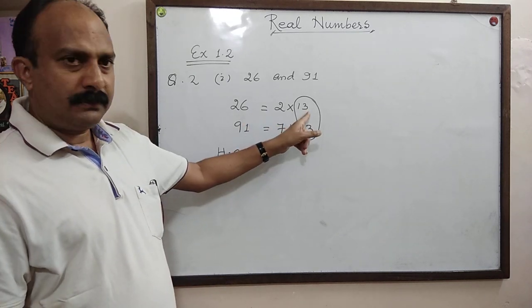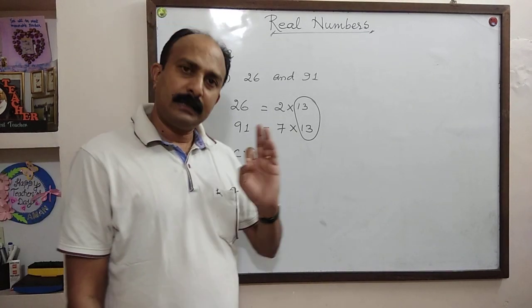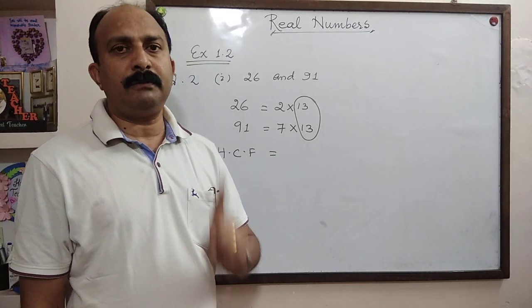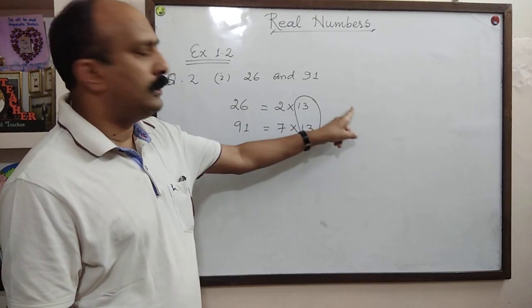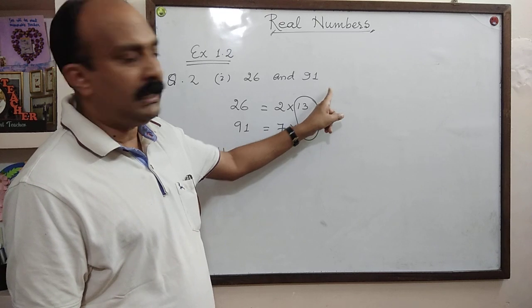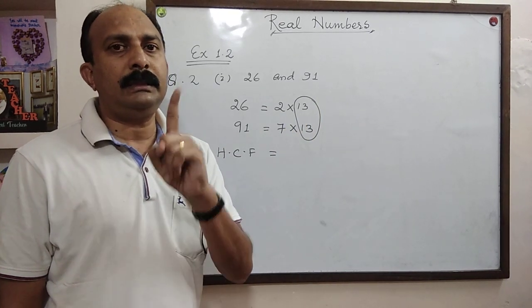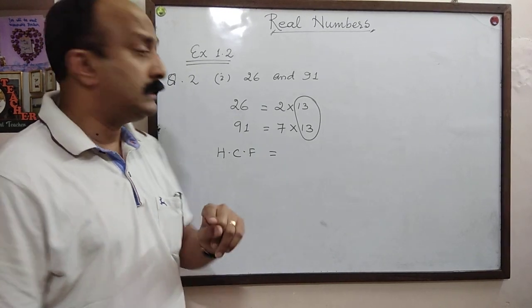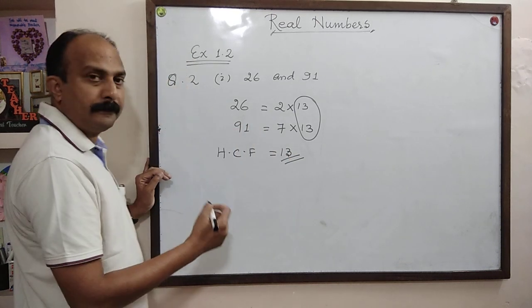So for 26 and 91, 13 is the common factor. I told you lowest power of the common factor. What does it mean? If there was 13 into 13 into 13, means 13 power 3, and 13 power 1, then also we will take only 13 power 1. That is lowest power. So here the HCF is 13.